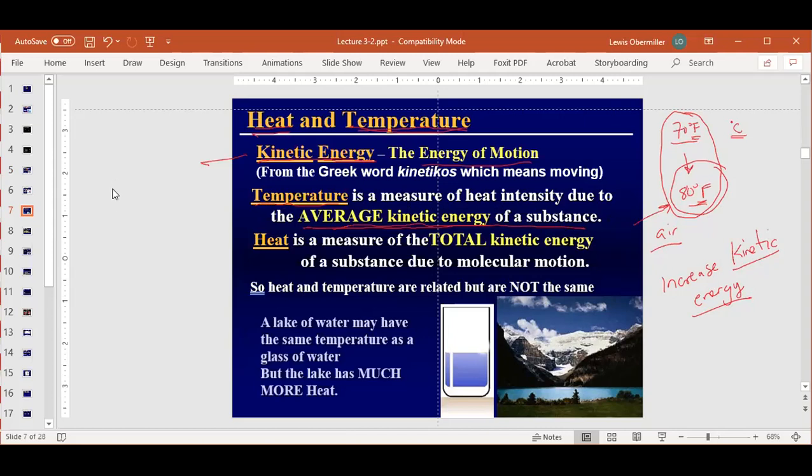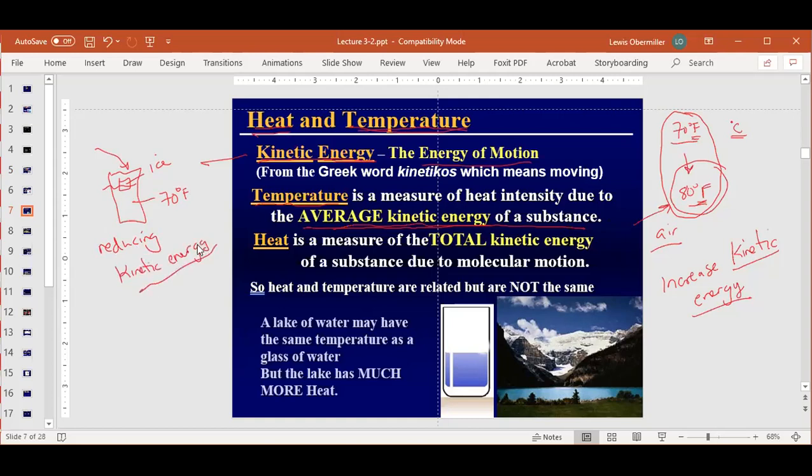So if I took a glass of water, and let's say it's room temperature, 70 degrees, close enough, and I drop an ice cube in it, what am I doing to that glass? Are you slowing down the energy? Right. I'm reducing the kinetic energy.